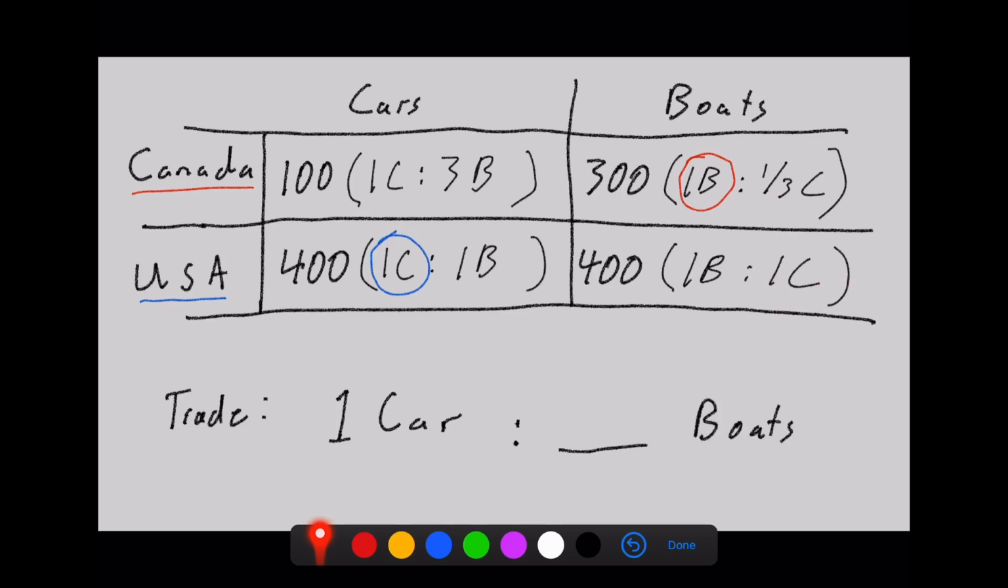But the question is about terms of trade. Here's the trick. Look at one good and compare the 2 countries in terms of opportunity cost. Their domestic opportunity costs are 3 and 1. Any number between these 2 numbers is going to be an acceptable terms of trade for both countries. So what's a number between 3 and 1? How about 2? That'll work.